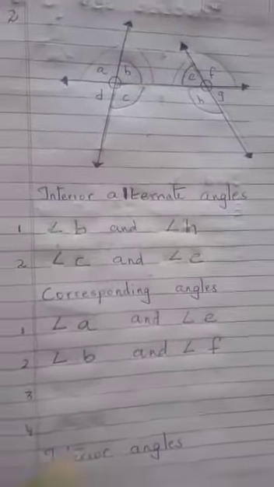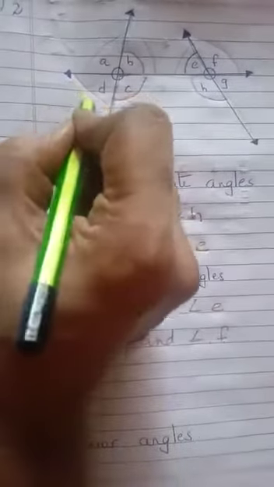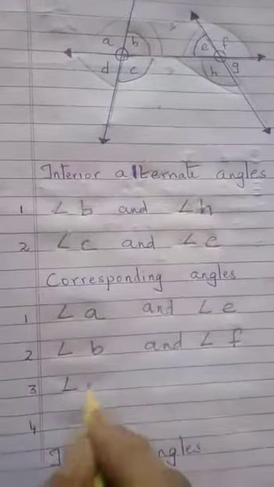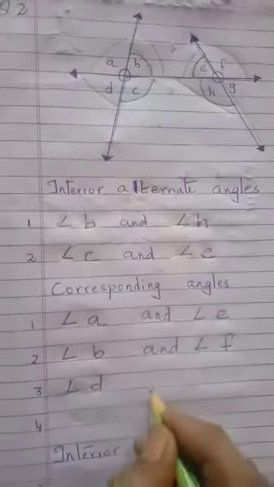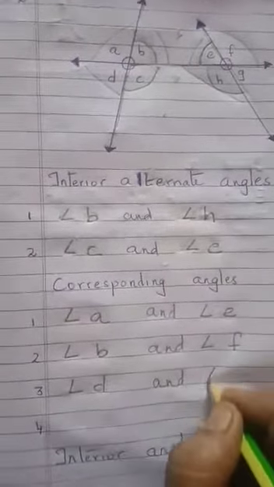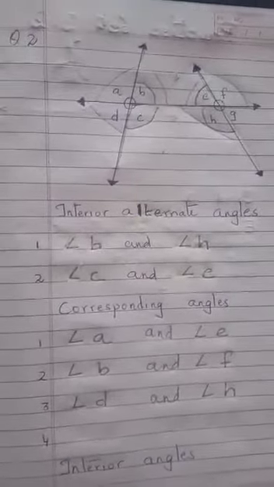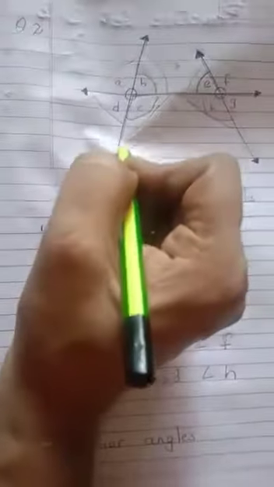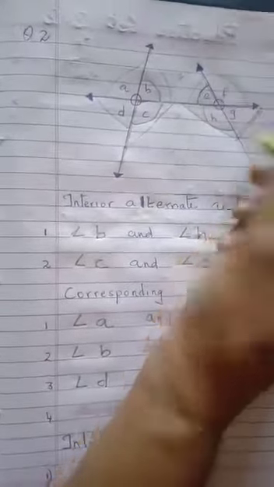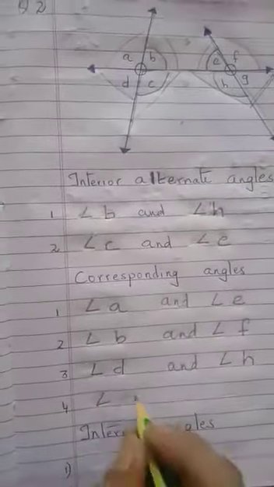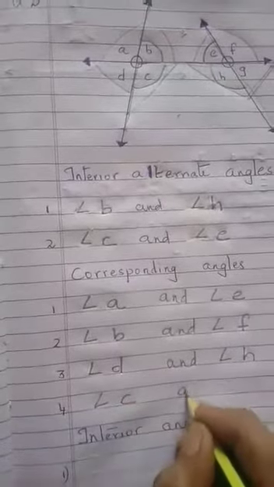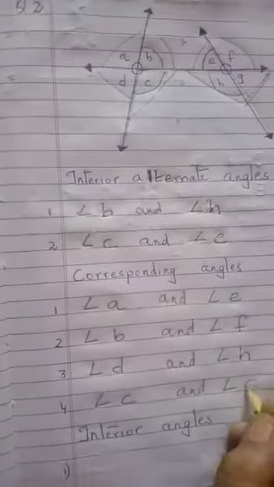And the third pair is angle D and angle H. I'm sorry, it is not B, it is H. And the next one is angle C and angle G. Angle C and angle G.